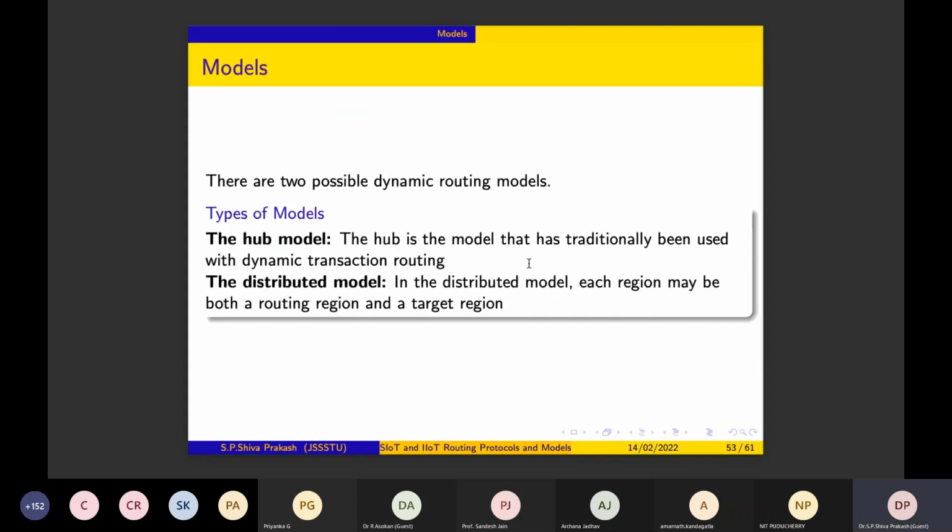Now, to adapt these IoT-based routing protocols to an SIoT and an IIoT, there are certain models that can be adapted. Especially, the two dynamic routing models we have are the hub model and the distributed model. The hub model is the one traditionally used for dynamic transaction routing, whereas in the distributed model, each region may be both a routing region and a target region.